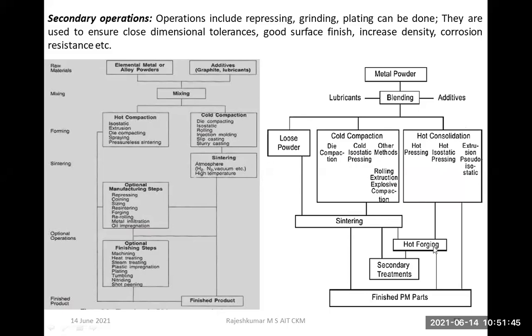Once the sintering process is done, it will go for hot forging, and this hot forging is then transferred to the secondary treatments. Once the secondary treatment has been done, finally the sintering process, hot forging and hot consolidation are completed, and the final part is obtained. So these are the processes by which a metal powder is converted into a powder metallurgical part.